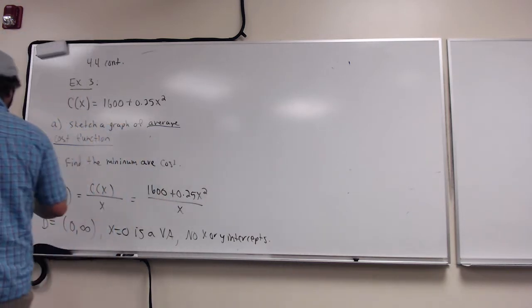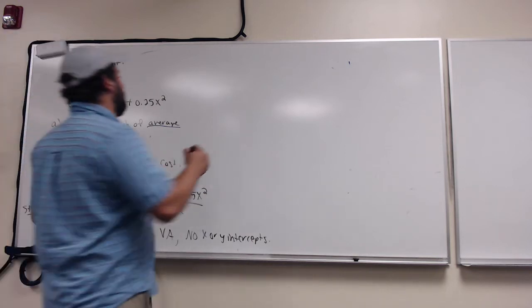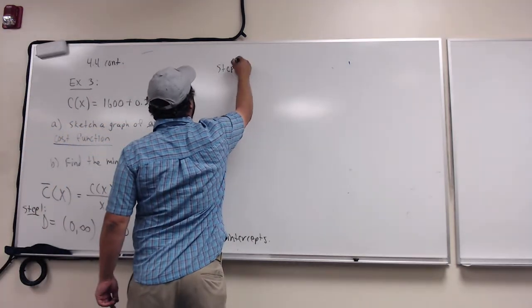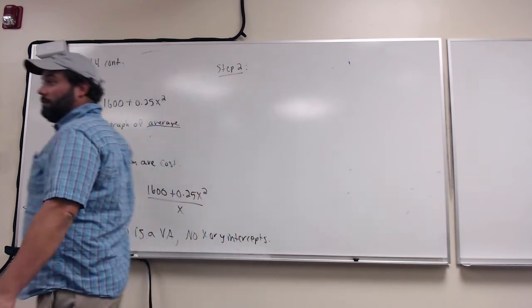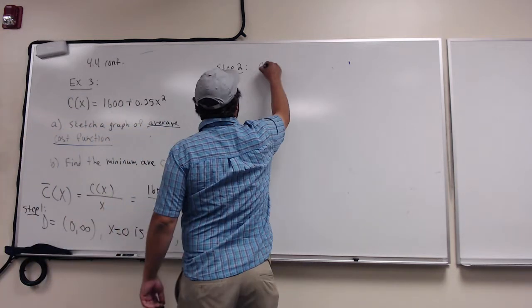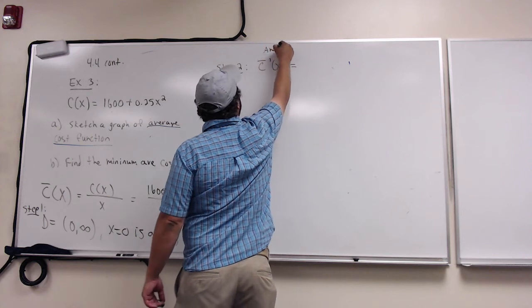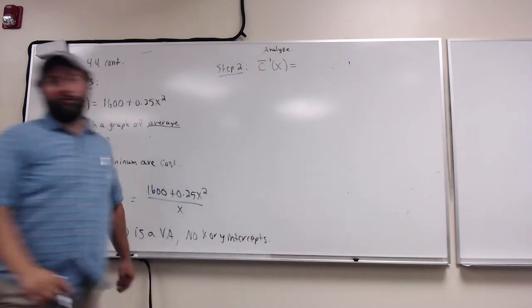Okay, so that was really step 1 in the analysis, right? Get all the information you can from the original function. And then what would step 2 be? After you look at the original function, what do you look at next? Yeah, now we can look at the derivative. Okay, so we're going to look at c bar prime of x, or we'll analyze the derivative.